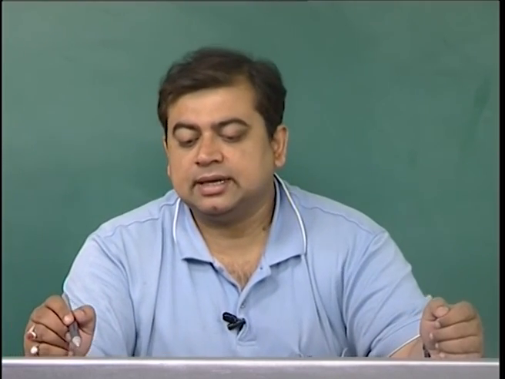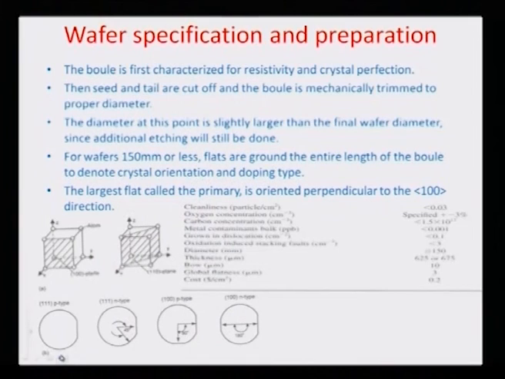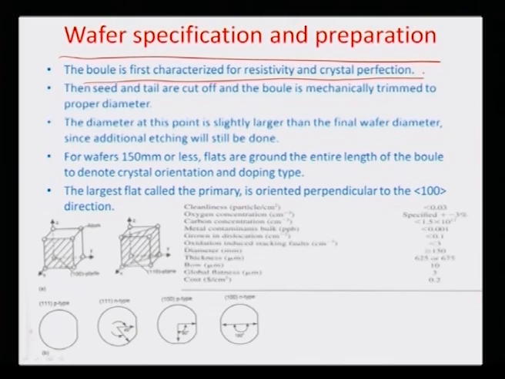Let us also look a little bit into the wafer specifications of silicon wafers, and essentially how they are prepared from the boule, which are obtained either by Czochralski's method or by the float zone method. So the boule is first characterized for resistivity and crystal perfection, and these are done by various electrical tests on the boule. Then the seed and tail are cut off the boule, and they are mechanically trimmed to proper diameter, and then of course finally there is a finish trimming operation onto the final wafer diameter, since additional etching will still need to be done on those boules.